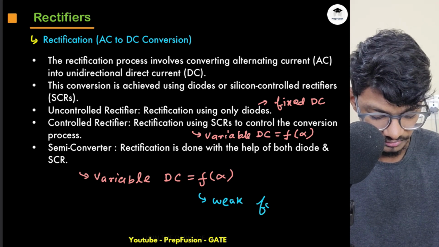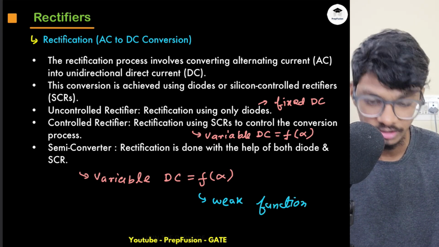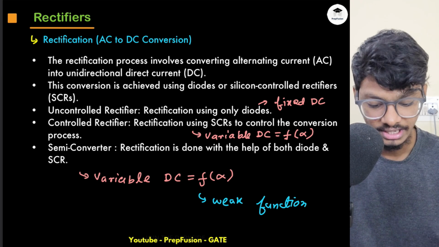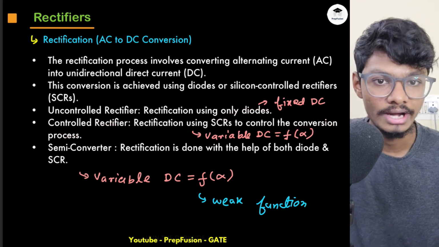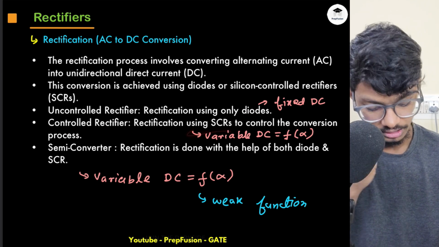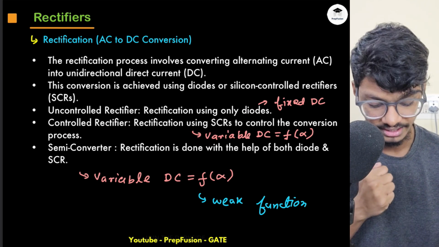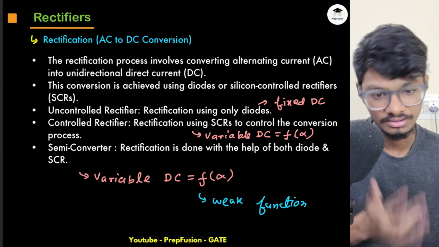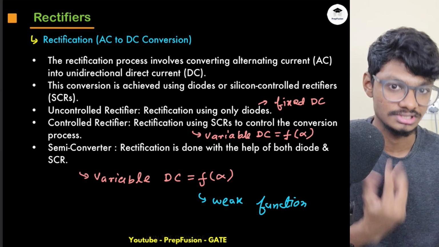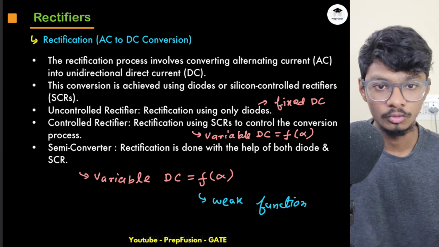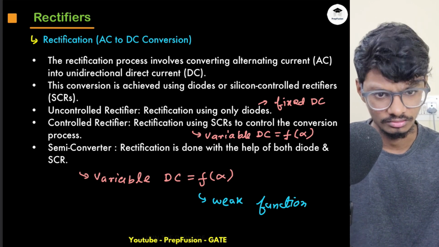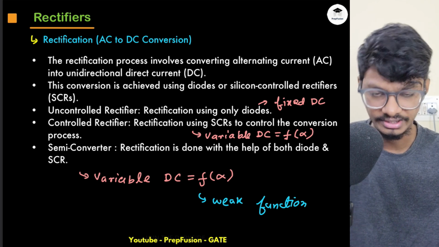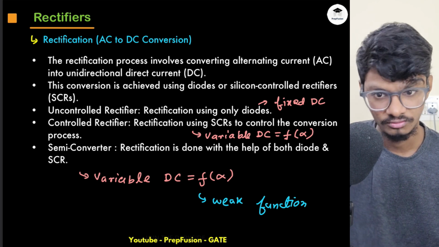Why will this be a weak function of alpha? Because here a few diodes are also there, and diodes are not responsible for controlling the voltage. So I have fewer control devices here. In the other converter everything is SCR, so I have stronger control of DC, but here I have weak control of my output DC. But we may use this because it is a bit cost effective and we don't want that much control. So these are their different use cases. I will explain as we go along, so don't worry about this. This will come at the end, that is full wave rectifiers.